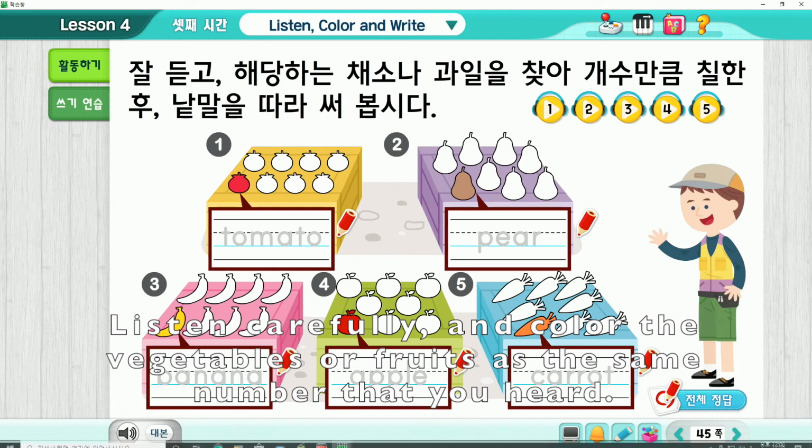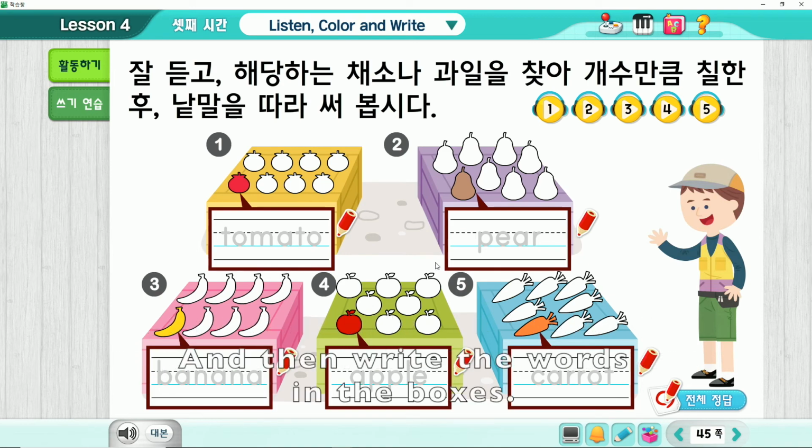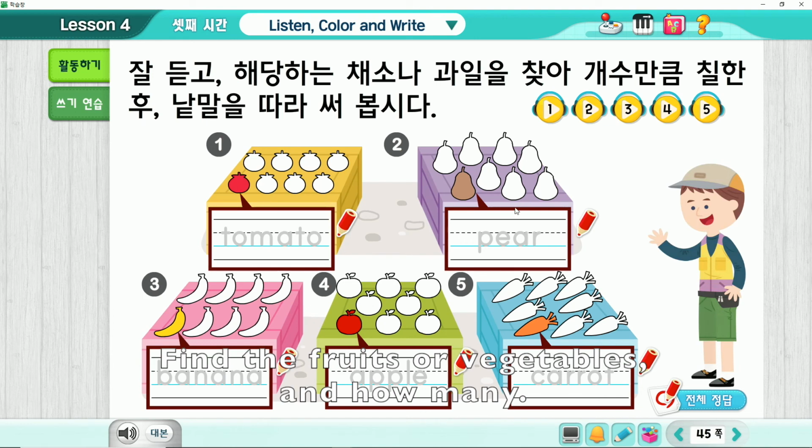Listen, color, and write. Listen carefully and color the vegetables or fruits as the same number that you heard. And then write the words in the boxes. Find the fruits or vegetables and how many.